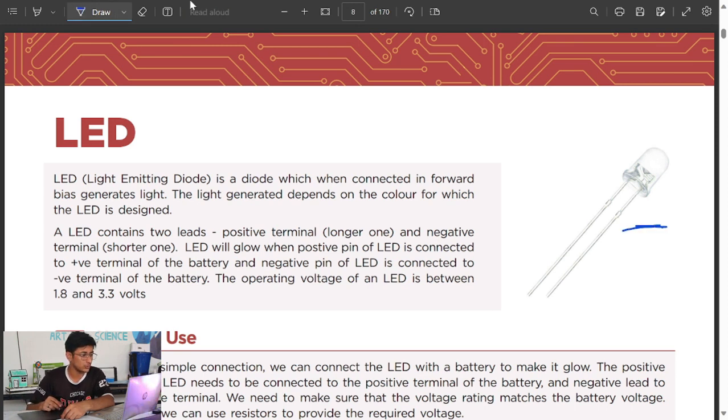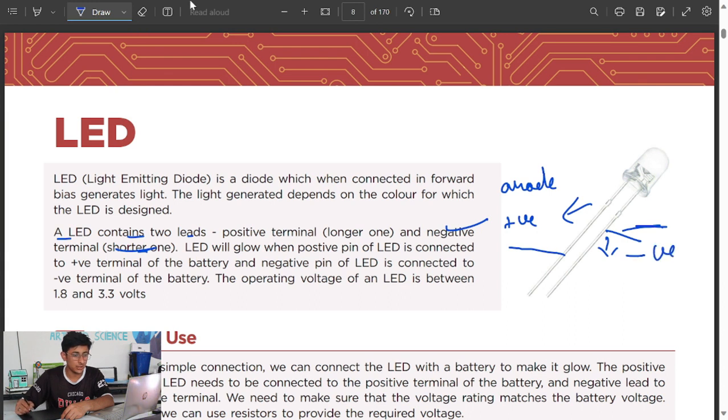According to this definition, an LED contains two leads. These are the two leads, the first one and the second one. The longer one is the positive terminal, also known as the anode terminal, and the shorter one is the negative terminal, also known as the cathode terminal.